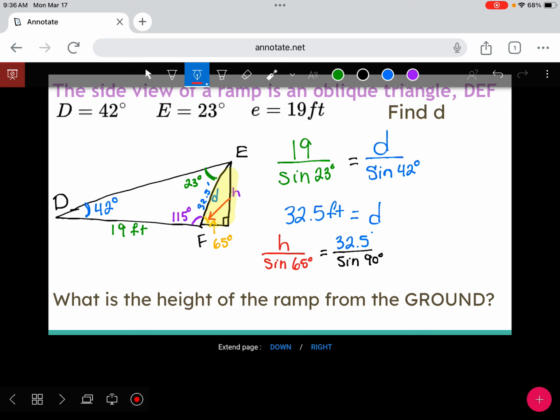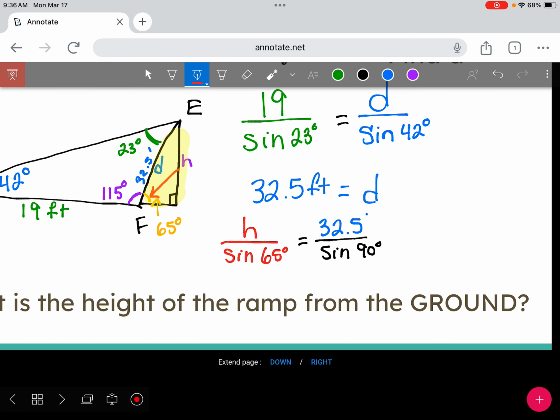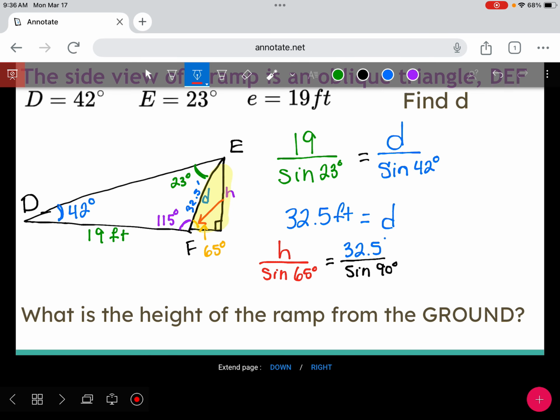You can also do this as sine of 65 equals opposite over hypotenuse, H over 32.5. You can do it either way. Either way is fine, and we should get that the height of this ramp is 29.5, or 29.49, depending on where you're at.